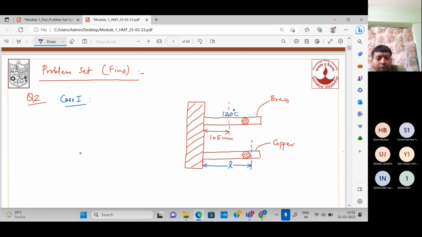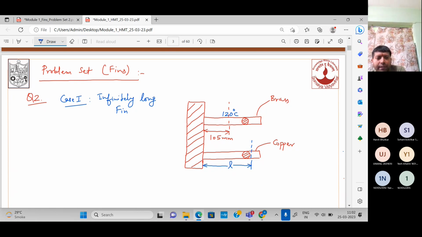Okay, so what is case 1? Fin is having infinite length and temperature at the tip of the fin equal to the temperature of the surrounding fluid. So, for the infinitely long fin, we have assumed that case.